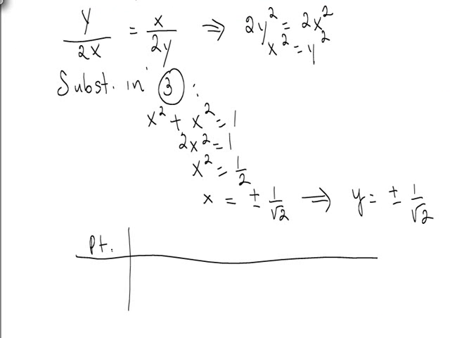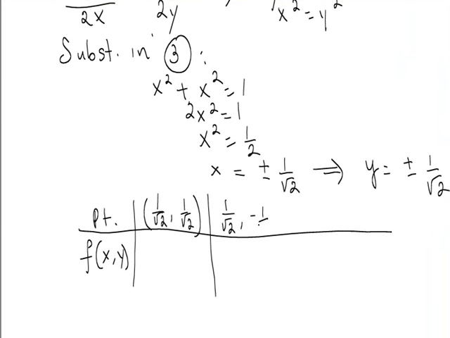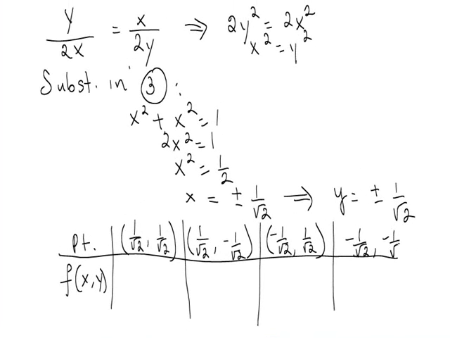So let's draw a table like we did before. Let's put the point here, and let's put the value of f. So we have 1 over square root 2, 1 over square root 2, 1 over square root 2, minus 1 over square root 2, minus 1 over square root 2, 1 over square root 2, minus 1 over square root 2, minus 1 over square root 2.